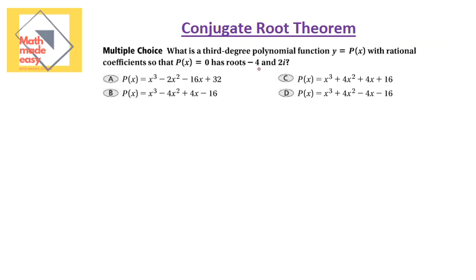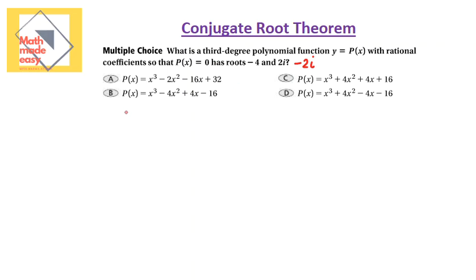Now negative 4 is a rational root. We have nothing to do with that. But 2i is a complex number. This is an imaginary root. If I know that 2i is a root for the polynomial function, I know for a fact that its conjugate, negative 2i, is also a root. So which one of these?